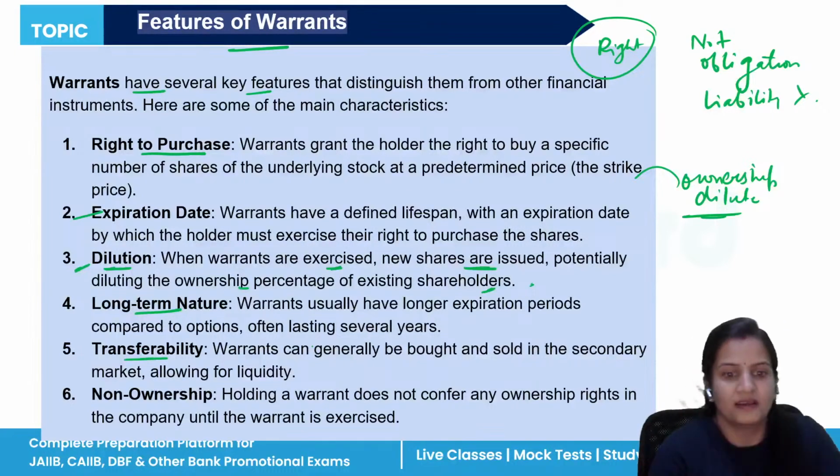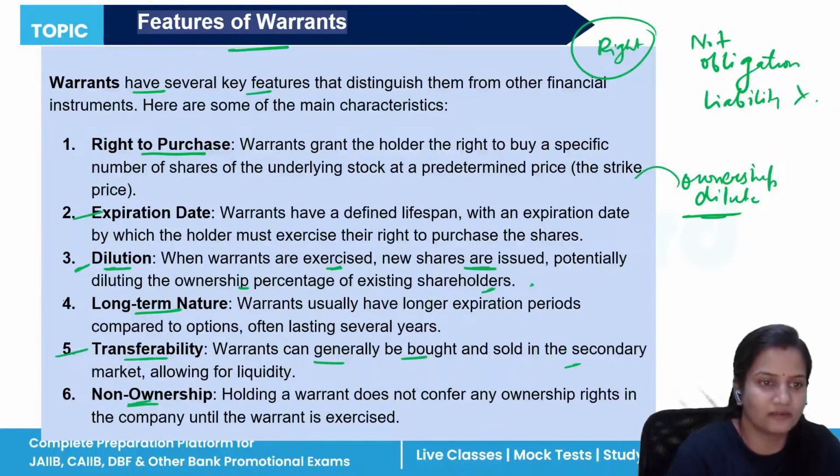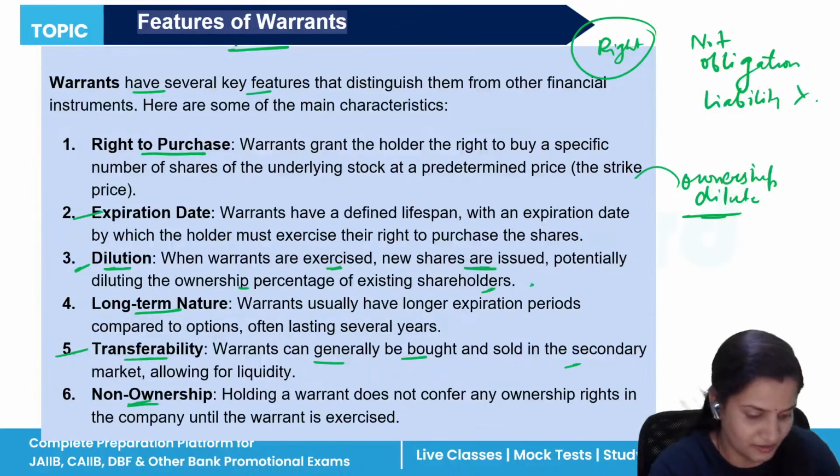Transferability, that is, warrants can generally be bought and sold in the secondary market. It is transferable and it has non-ownership. It does not get any kind of ownership right until the warrants have been exercised properly in the market. Clear?